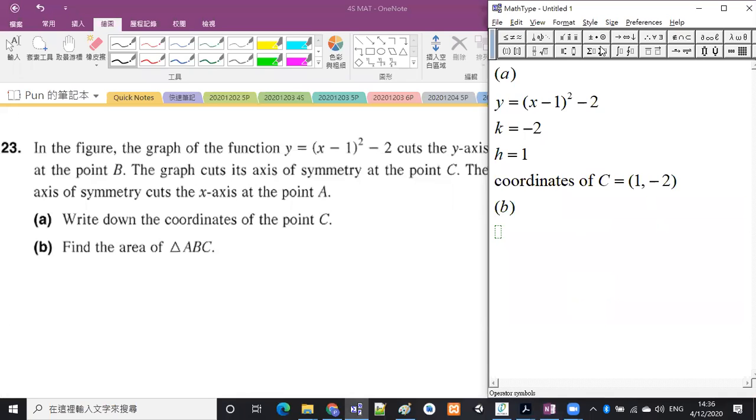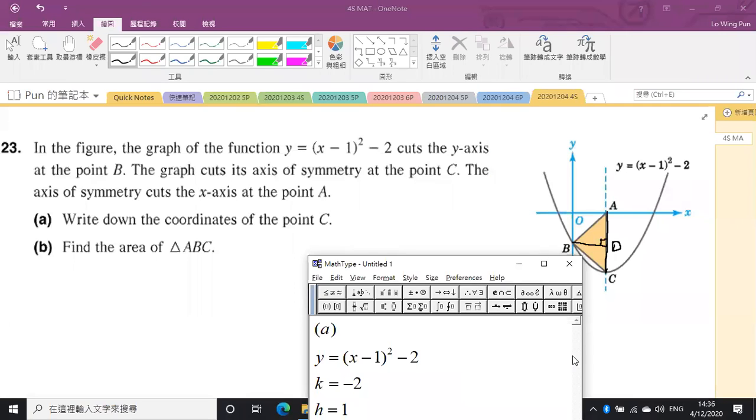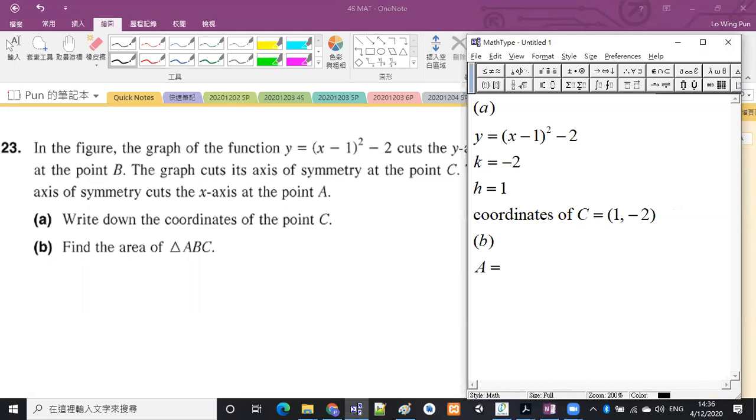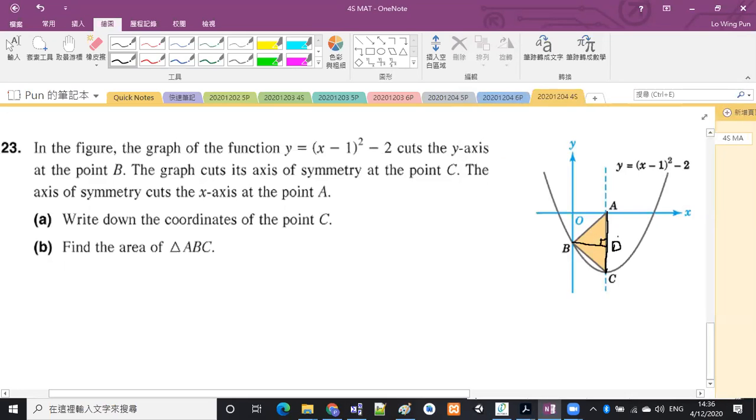triangle, then we need to find the height and the base. Okay, the height and the base. So the base is AC, and we have to find the coordinates of A. Because A is on the x-axis, which means that the y coordinates of A should be 0. Okay, and then we have found C to be 1 and -2, right? 1 and -2. And point A is vertically above point C, which means that they will have the same x coordinate to be 1, and then the y coordinate to be 0.